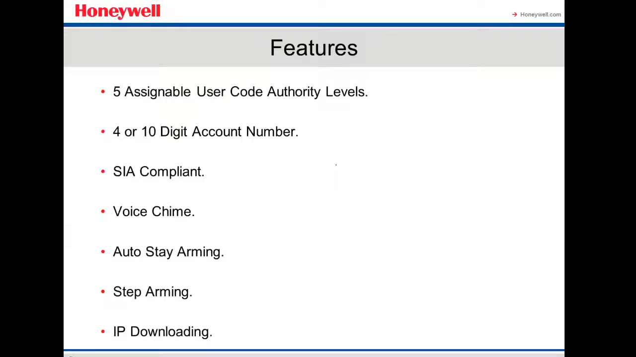It has user code authority levels up to 5. This panel uses a 4 or 10-digit account number. That's for the central station. Ademco 4-digit ID, that's the common one we use. It's SIA compliant. It has a voice chime, auto stay arming, step arming, and IP downloading. The IP downloading is the Compass downloading.